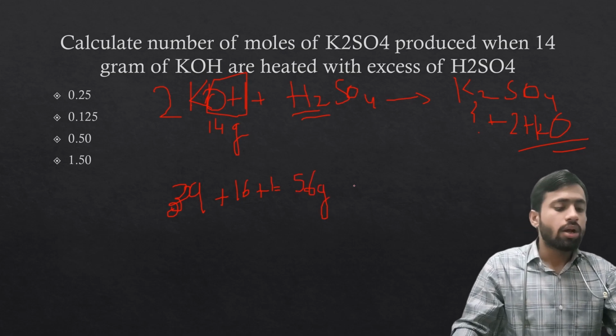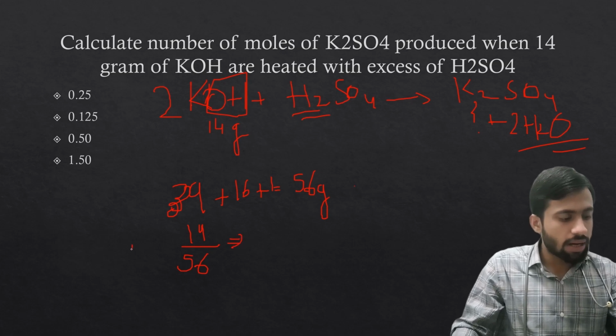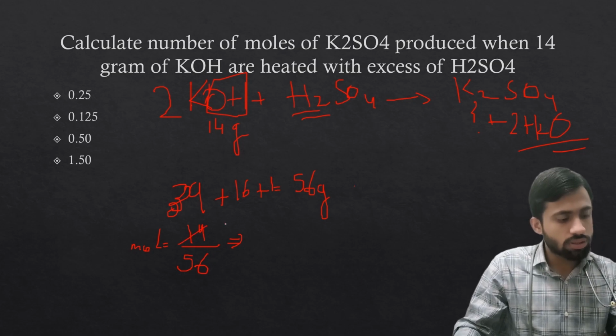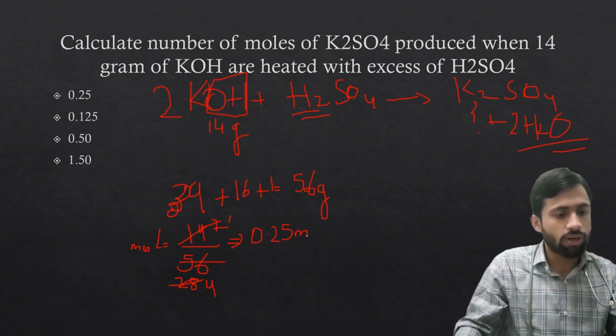Now in order to find the number of moles, mass over molar mass: 14 by 56, what will be the answer? 2 sevens are 14, 2 twos are 28s, 7 ones are, and 4s are. So you have got 0.25 moles.